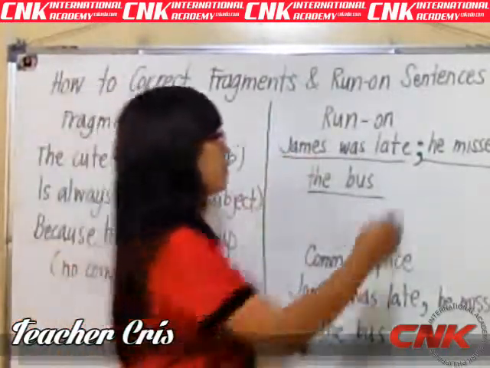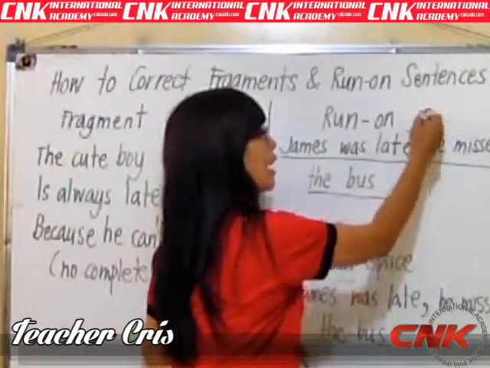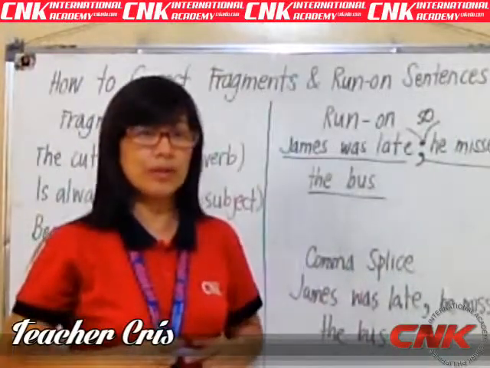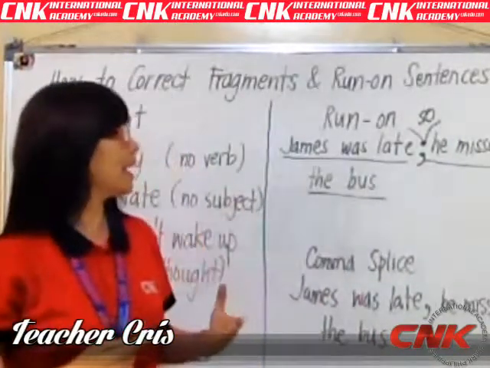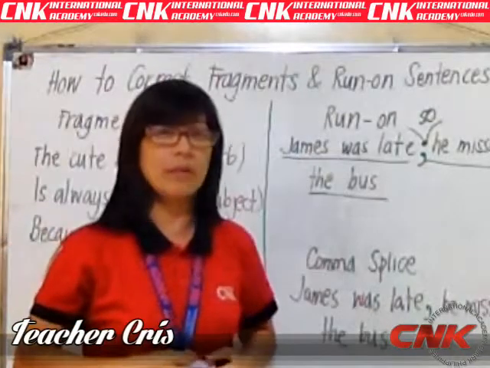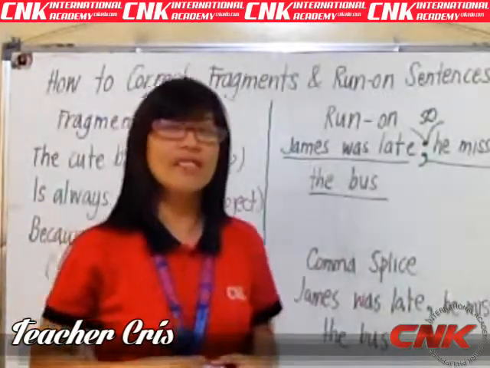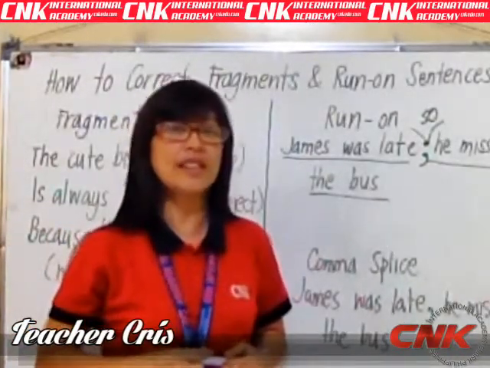And the last one to correct it is to write a conjunction. "James was late," and then we write a conjunction. So we put the conjunction "so." Let's read it again. "James was late, so he missed the bus." Alright? So those are just simple ways to correct your run-on sentences.